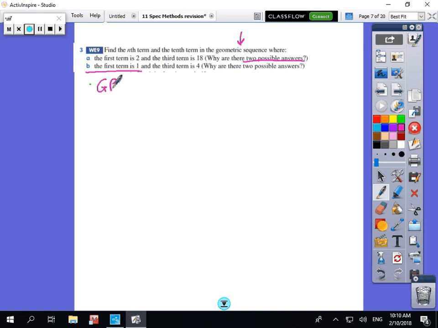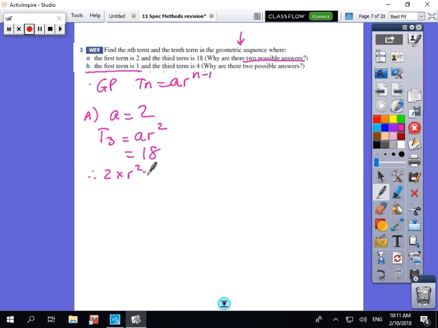Okay, so with a GP, the terms are A R to the n minus 1, where A is the first term. So the first term, A, is 2. T3 equals A R squared, which is 18. So 2 times R squared equals 18. So I'm just putting A equals 2 in that position. So R squared equals 9. The reason there's two answers is because there's an even power. So R will equal plus or minus the square root of 9, which is plus or minus 3.